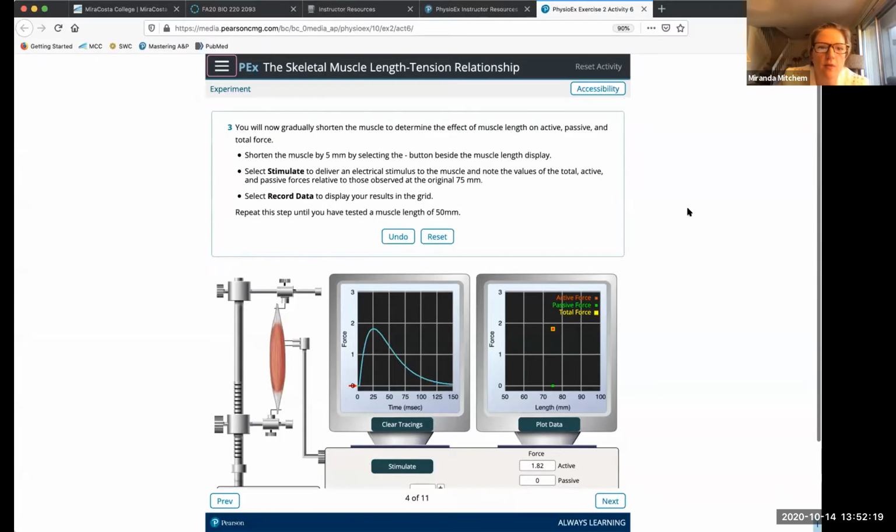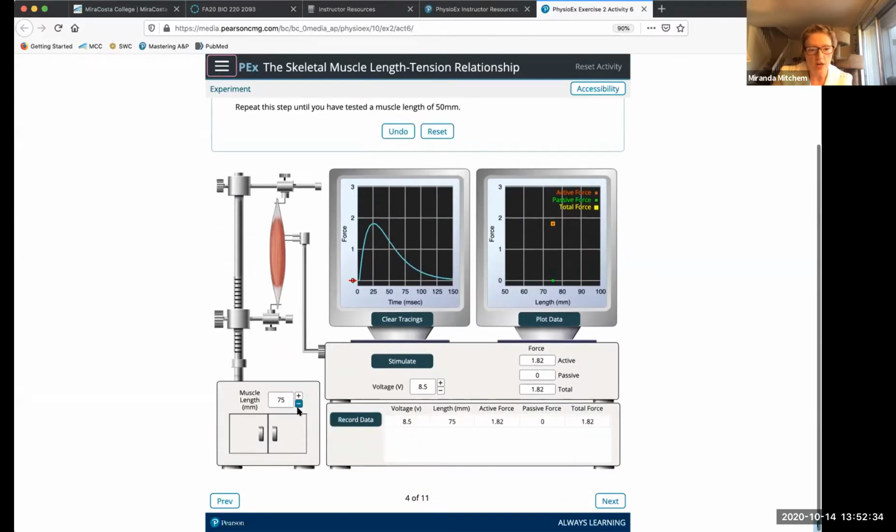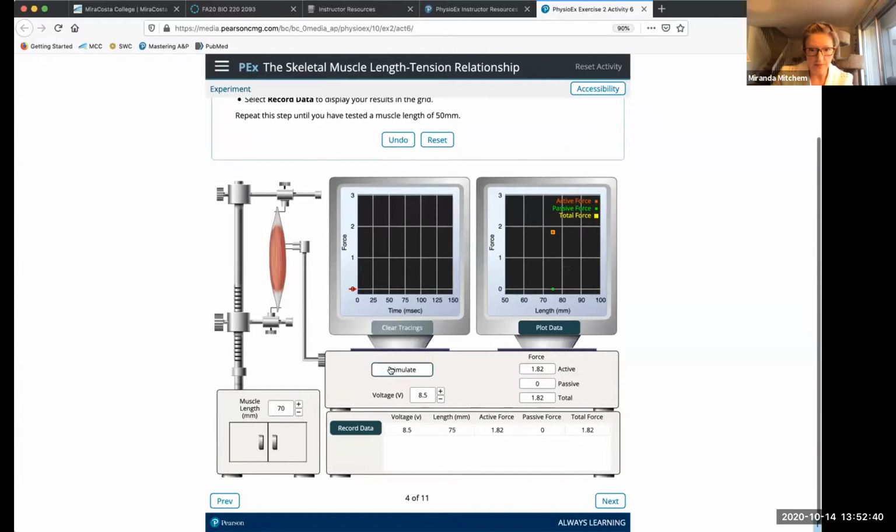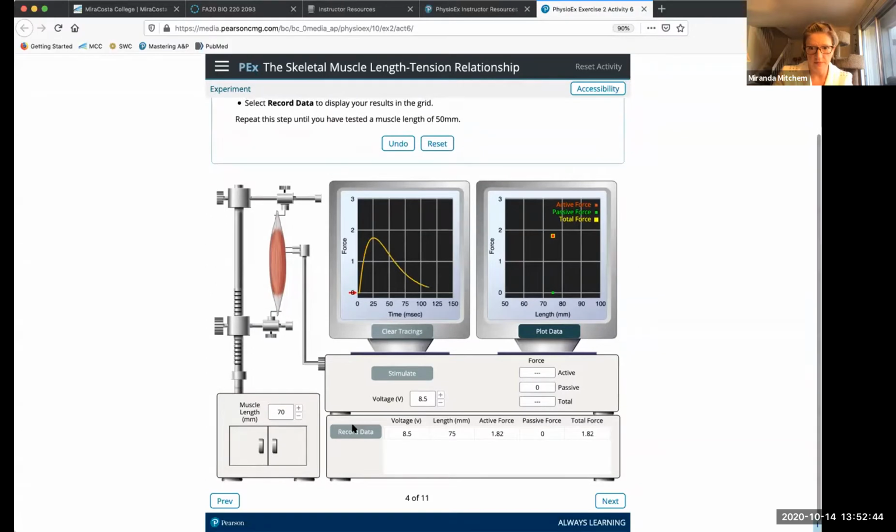All right, so now what we're going to do is shorten the muscle and then look at the results. It tells us to shorten the muscle by 5 millimeters, stimulate, record, and we're going to do it until we get to a muscle length of 50. So we're starting with 75. So we're going to go down to 70. Clear tracings. Let's stimulate. And record.